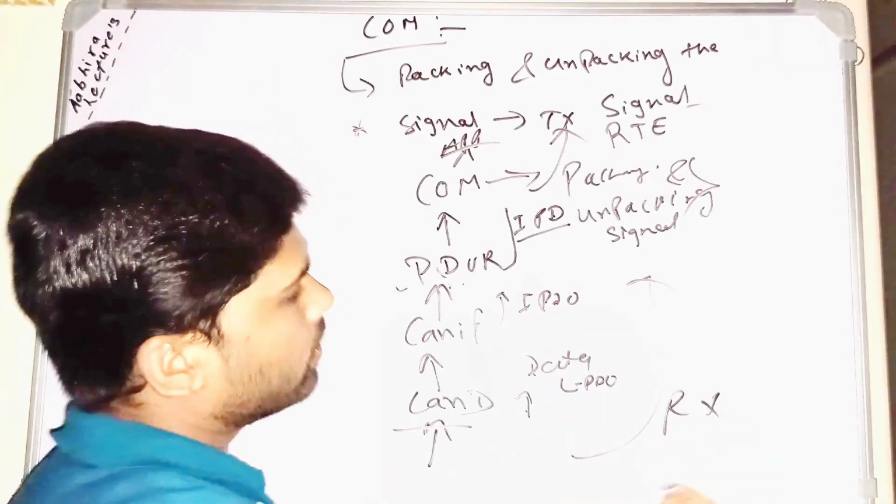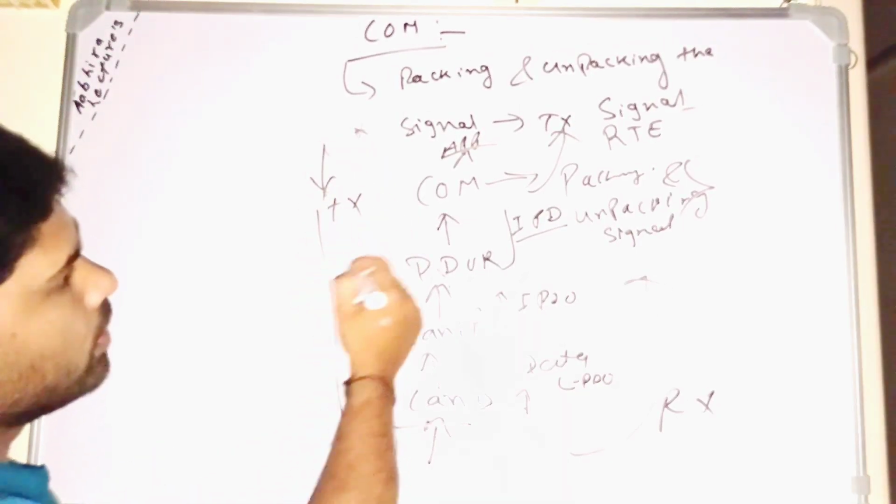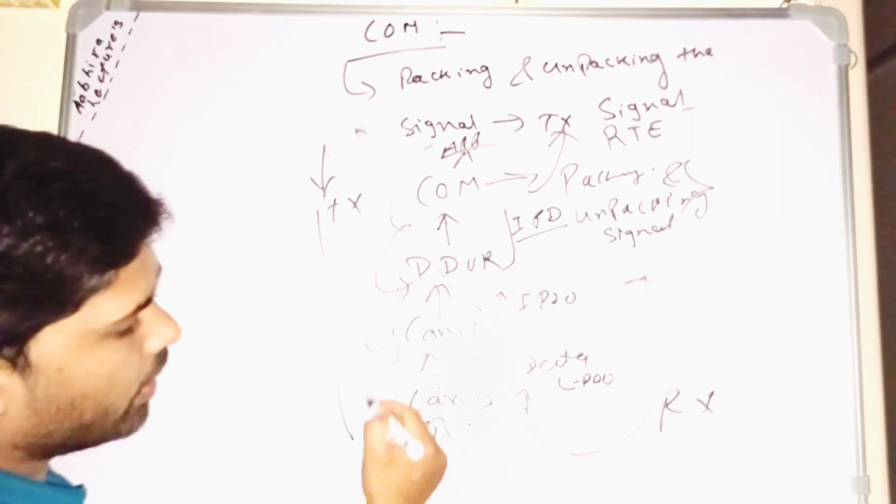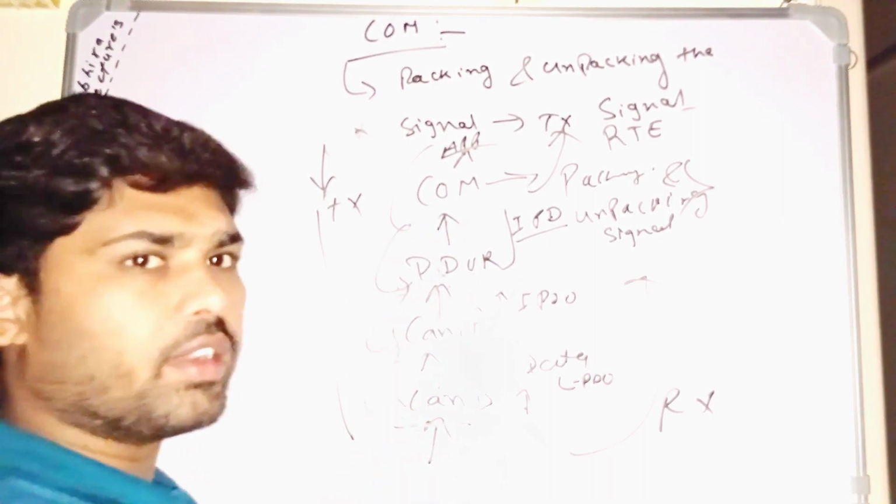And if you come to the TX flow, you know the TX flow, right? The data will move from the application to COM, to PDUR, to CANIF, to CAN. These things we know already, we discussed already.